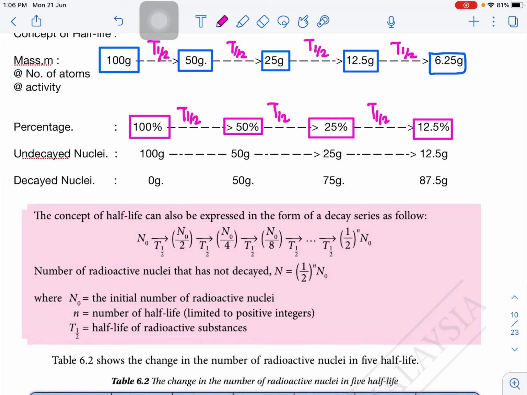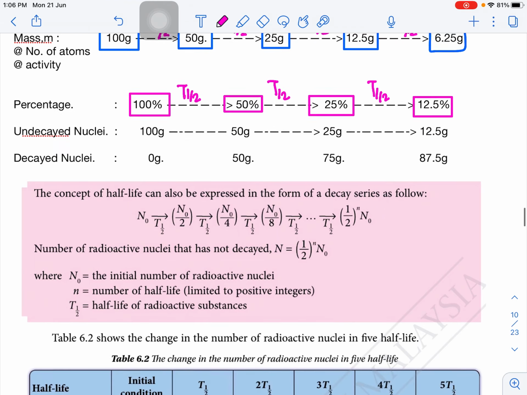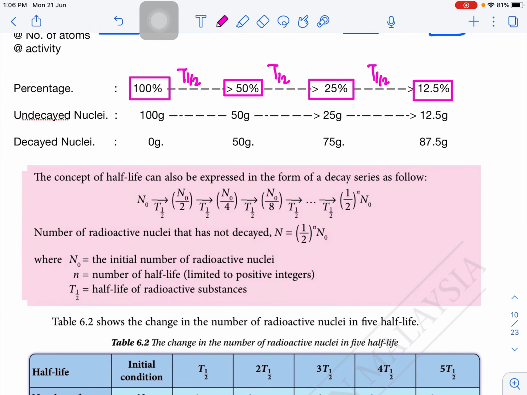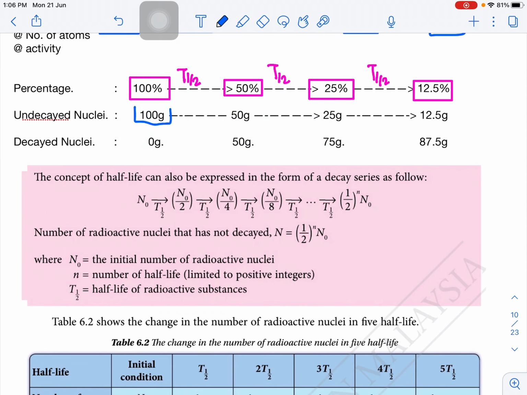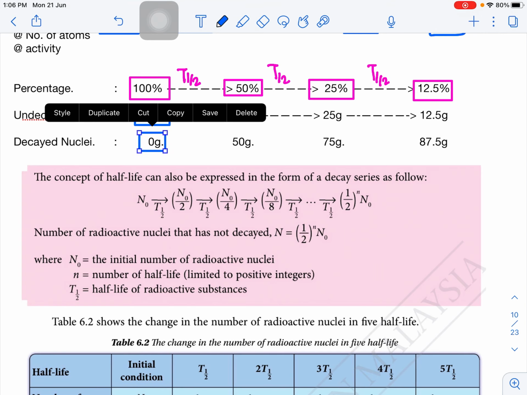Okay. Another concept that we have to understand is the mass of undecayed nuclei compared to the mass of decayed nuclei. It is inverse. Let's say initially we have undecayed nuclei of 100 gram. When we start with 100 gram, at that particular time we didn't have a decay process yet. So the decayed nuclei is 0 gram.